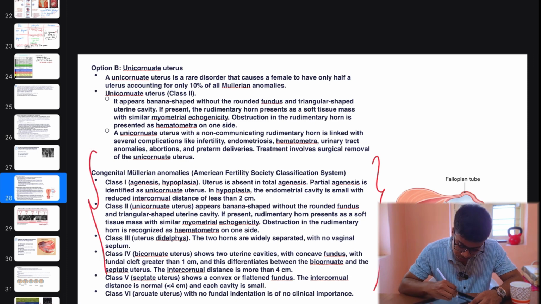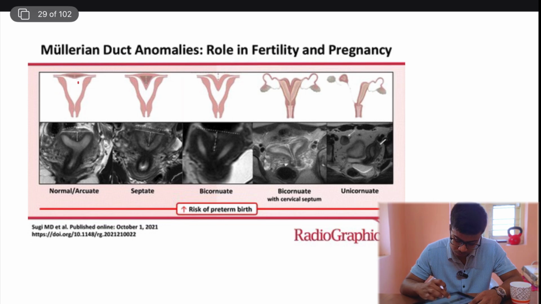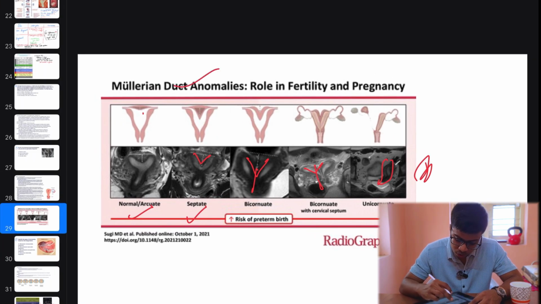So this grading is no need to learn. The basic thing you have to learn is these images, because imaging is very important. Normal or arcuate uterus looks like this. Septate looks like this. Septate will form a V, and bicornuate will form a Y. So that's important. Bicornuate with cervical septum also forms a Y, but kind of like this. And unicornuate will be a banana. So this is very important. Mullerian duct anomalies, role in infertility and pregnancy.